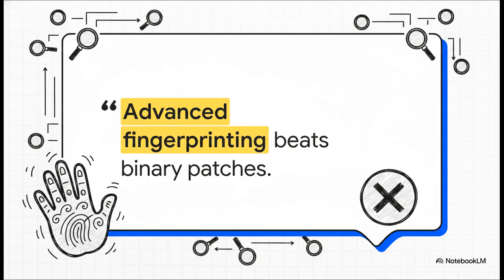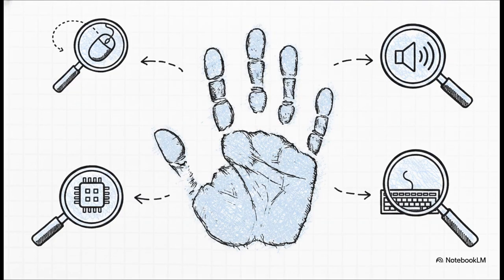Advanced fingerprinting beats binary patches. Look, while this clever Python hack works wonders for basic sites, modern anti-bot systems look far, far deeper than just the binary file. Think of it this way. Binary patching just erases the name written on your digital fingerprint. But advanced tracking systems, they're now looking at the exact shape, depth, and ridges of your entire hand. Modern protections like Cloudflare Turnstile or Kasada go incredibly deep.